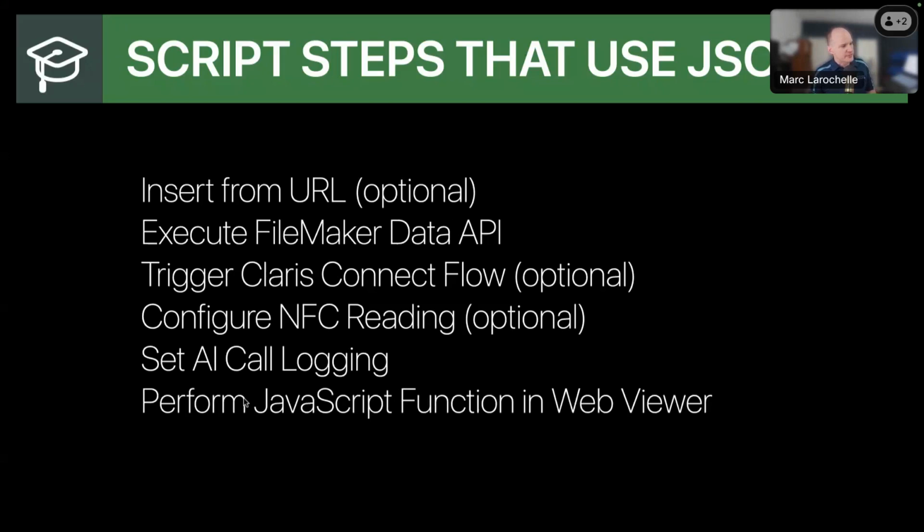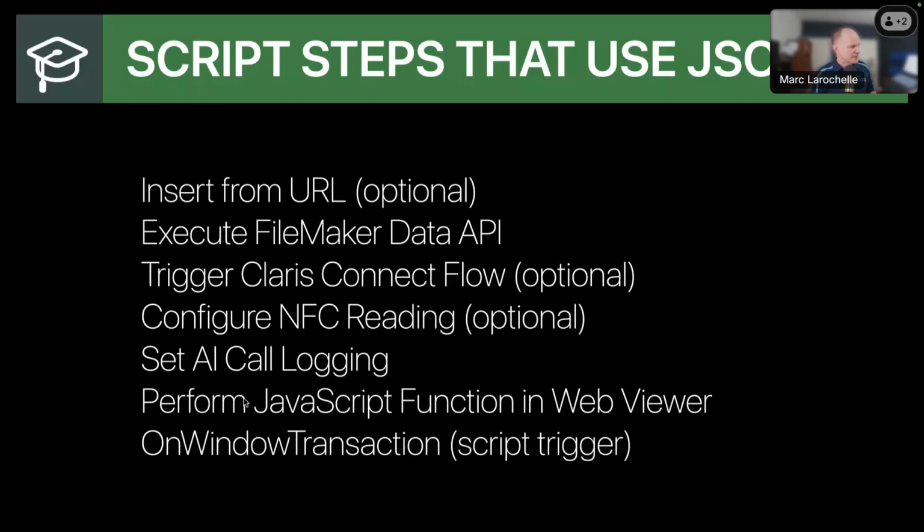Perform JavaScript function in web viewer. Most likely, if you're doing any kind of JavaScript data exchange between FileMaker and a web viewer, you're likely going to construct that in the format of JSON. And then, of course, the on-window transaction script trigger will give you some JSON return text when it executes. So those are the script steps.